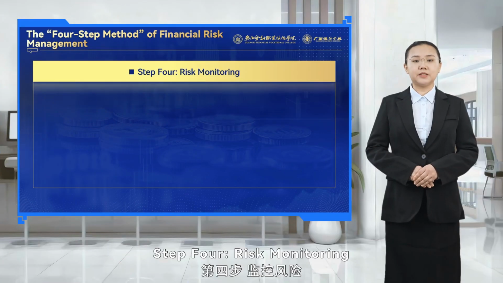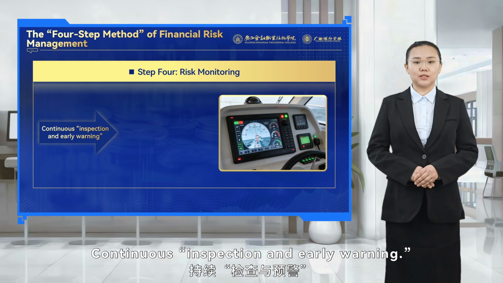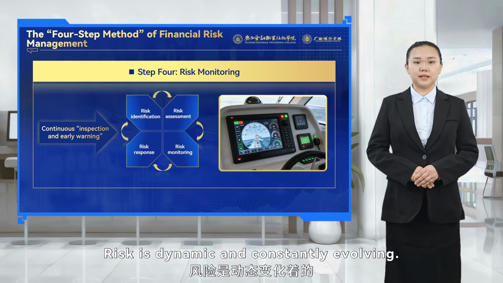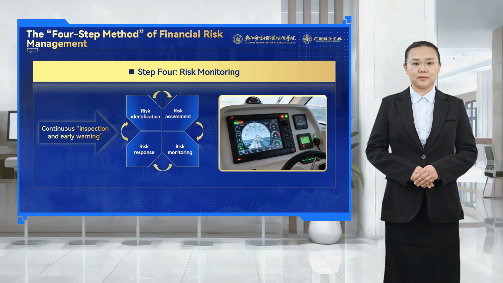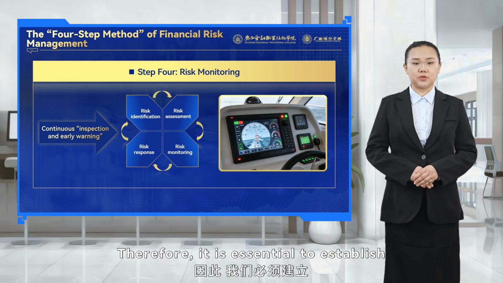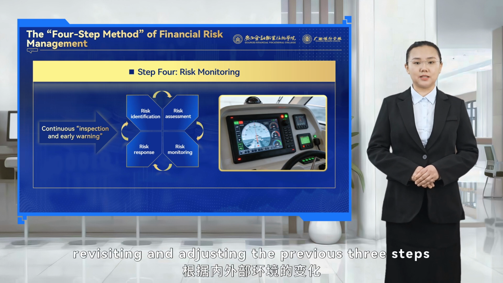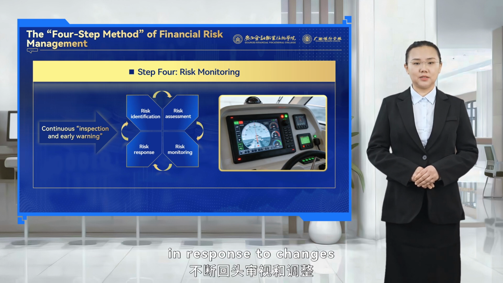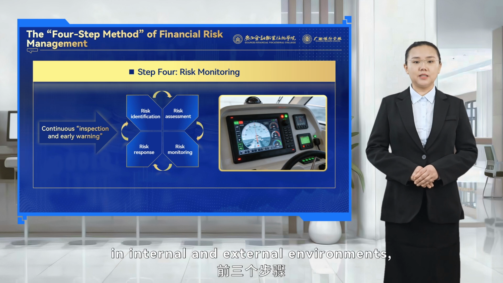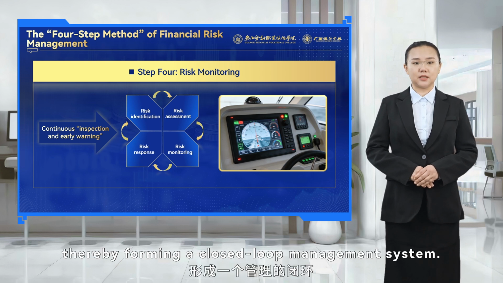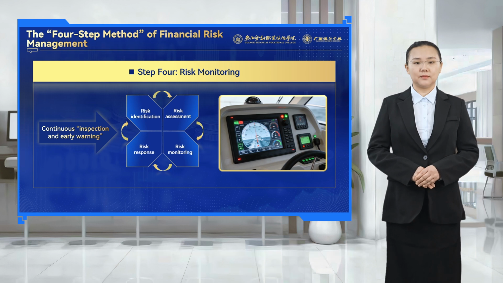Step 4. Risk monitoring. Continuous inspection and early warning. Risk is dynamic and constantly evolving. Therefore, it is essential to establish a continuous monitoring mechanism, revisiting and adjusting the previous 3 steps in response to changes in internal and external environments, thereby forming a closed-loop management system.